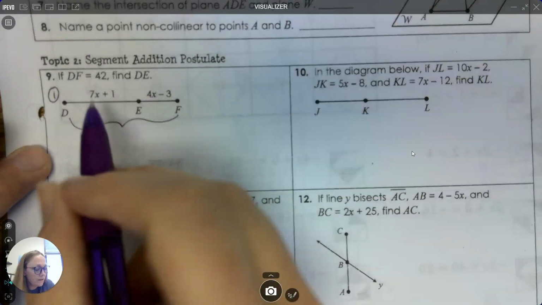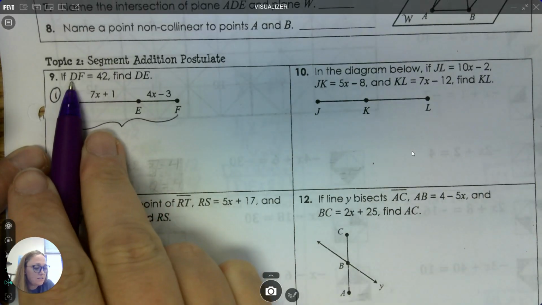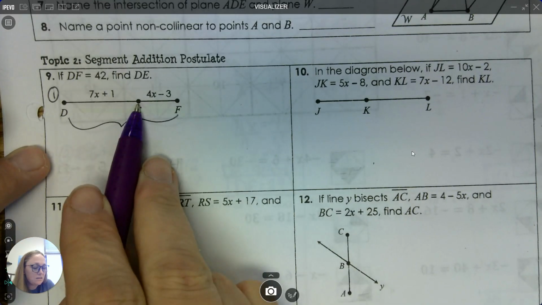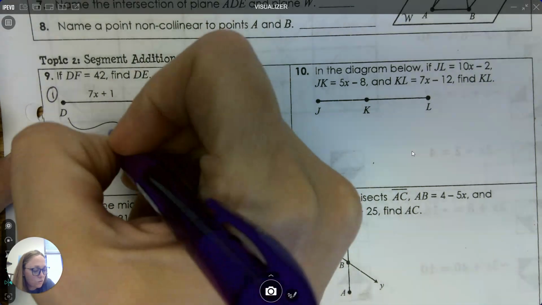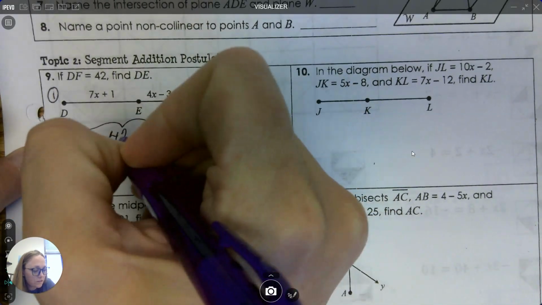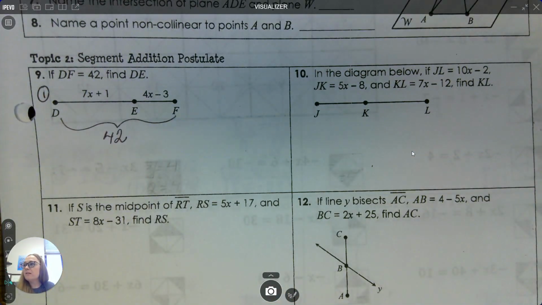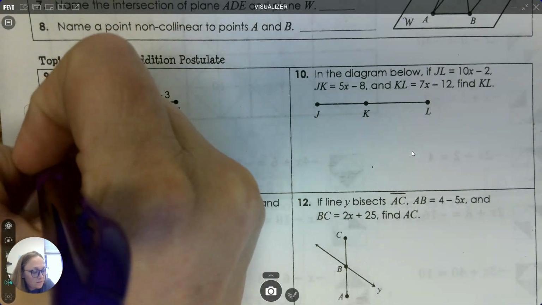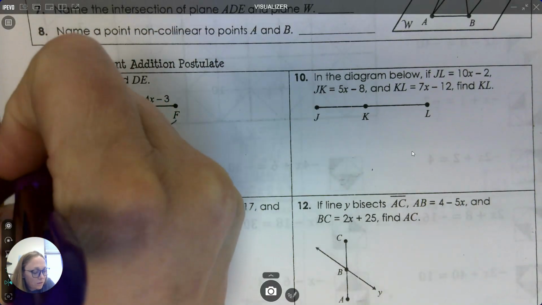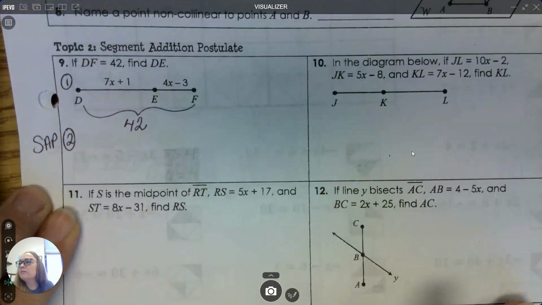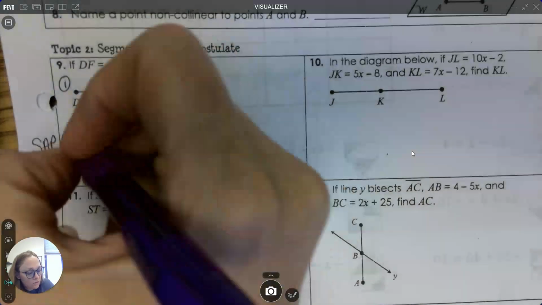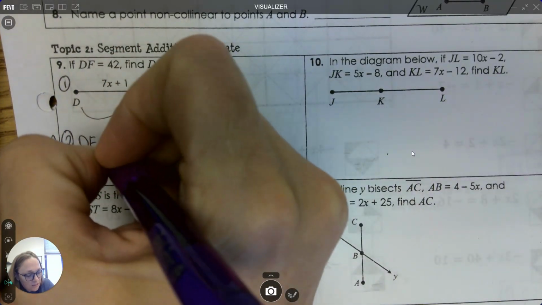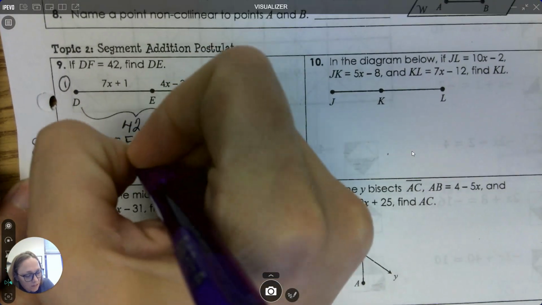equaling a total. And some information they've given us here, they've told us segment DE, EF, and they've told us the total for DF is 42. So I'm going to make sure I have that labeled. Second, I need my segment addition postulate, my geometric statement. So that is actually labeling DE plus EF equals DF.